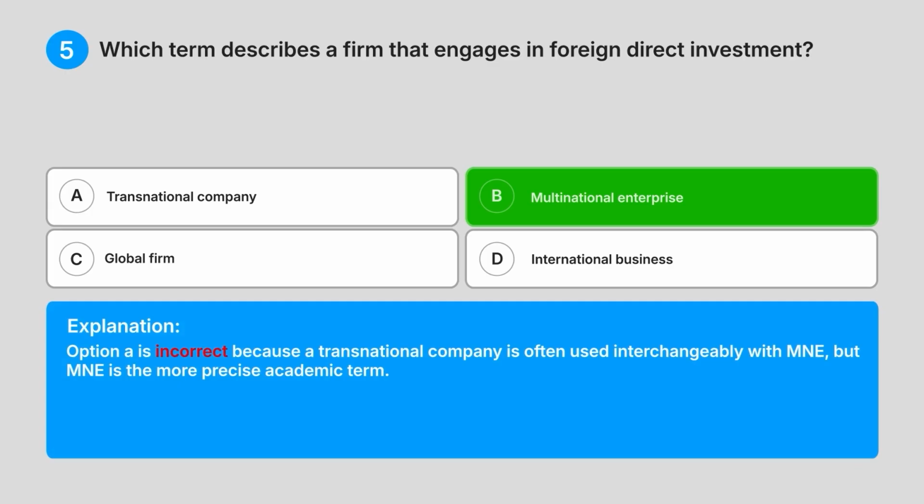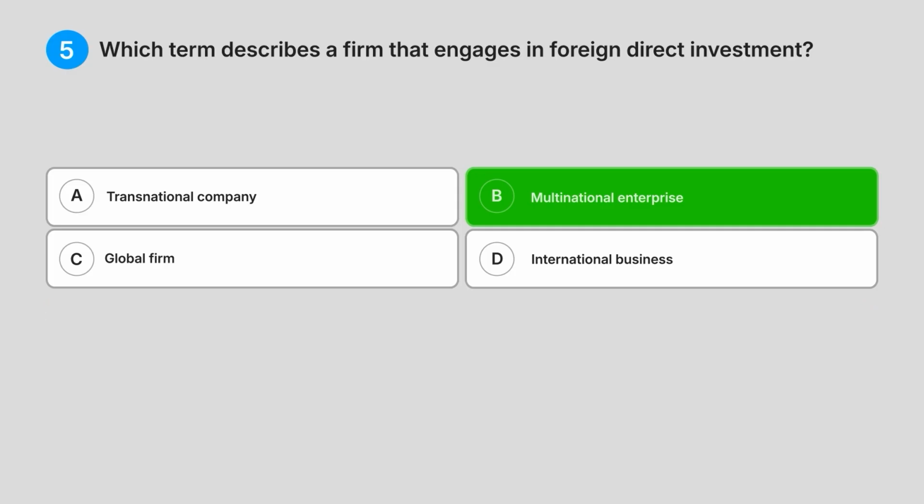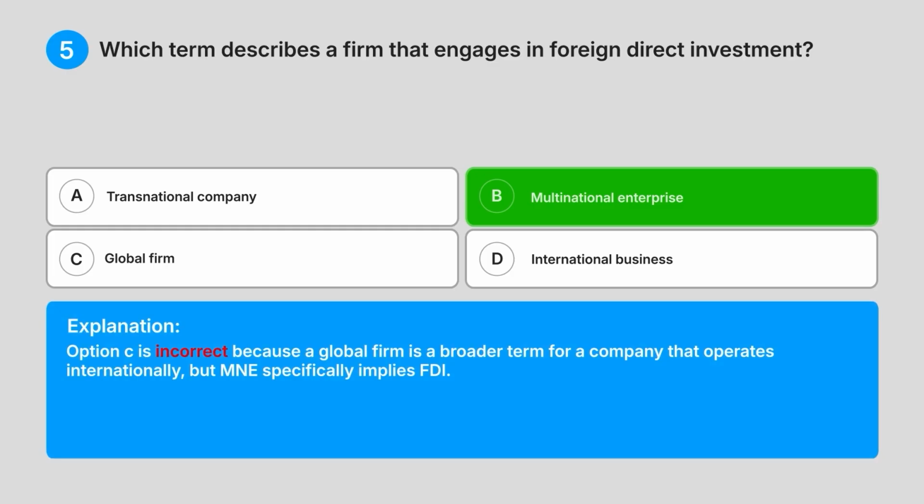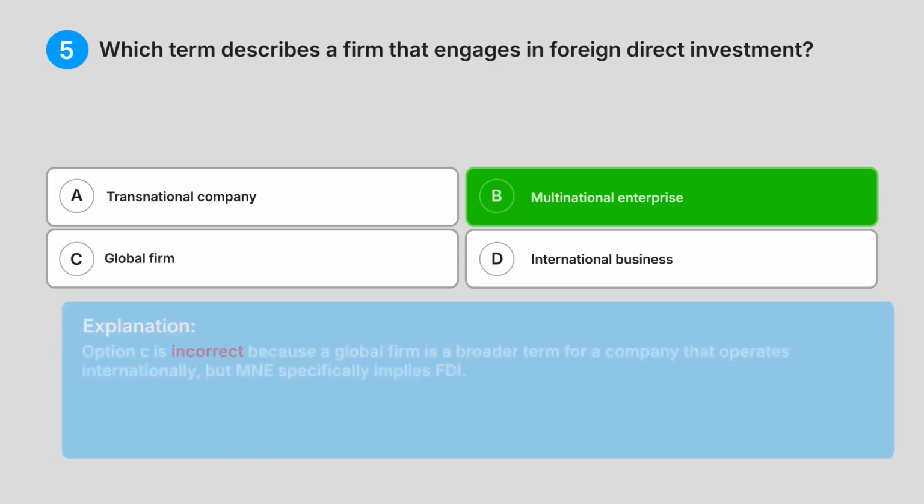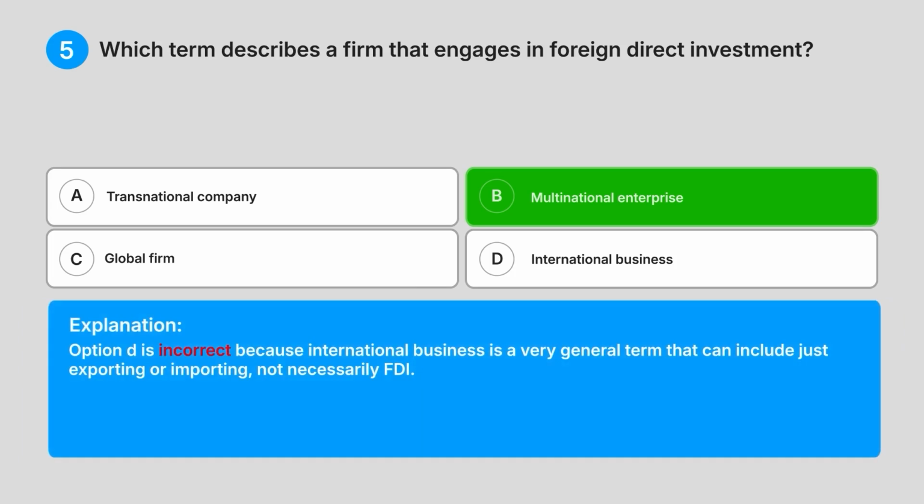Option A is incorrect because a transnational company is often used interchangeably with MNE, but MNE is the more precise academic term. Option C is incorrect because a global firm is a broader term for a company that operates internationally, but MNE specifically implies FDI. Option D is incorrect because international business is a very general term that can include just exporting or importing, not necessarily FDI.